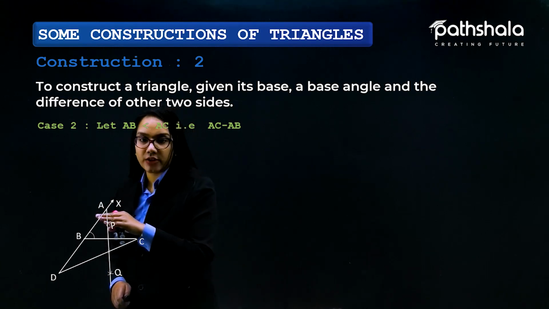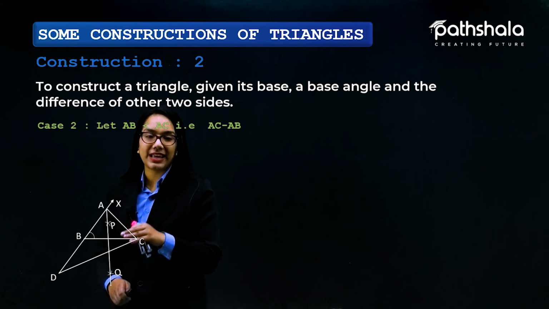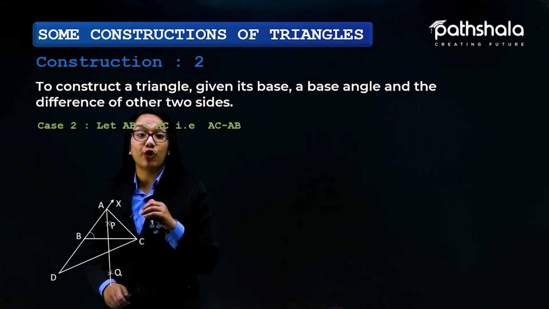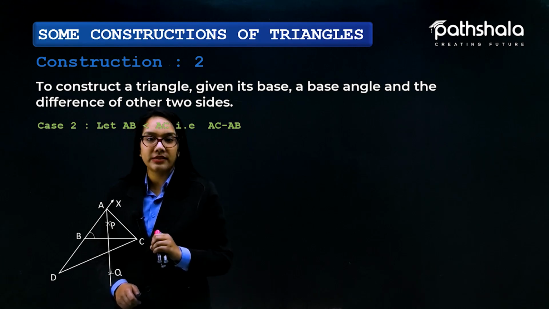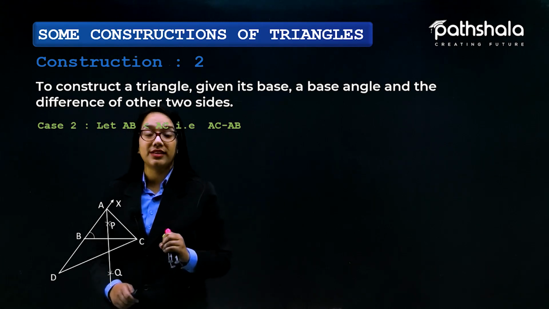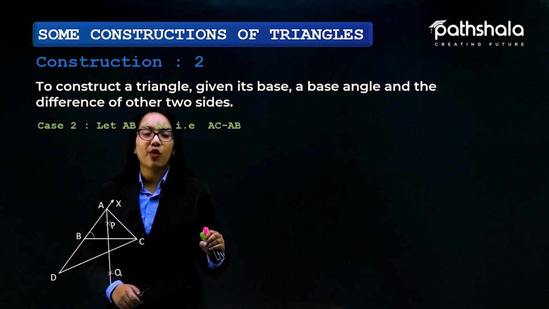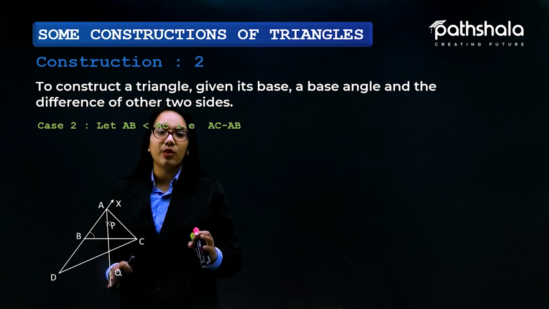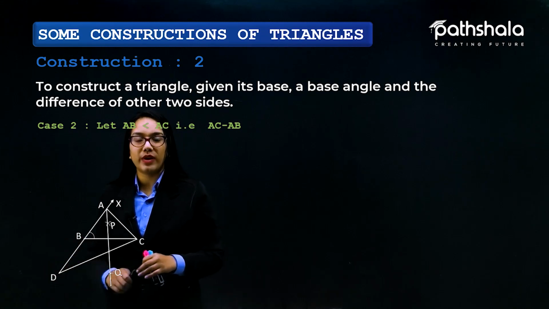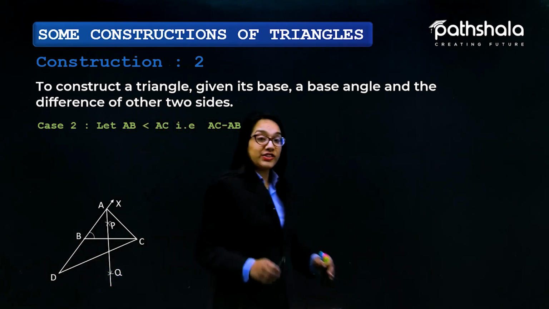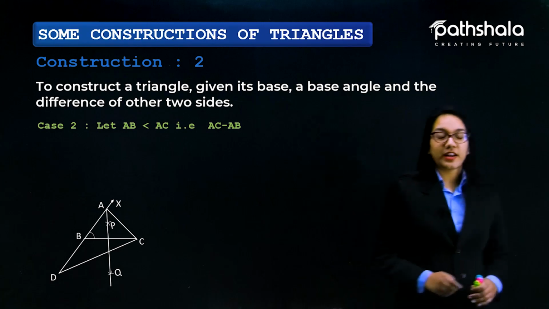And if I join this AC, then this ABC is the required triangle in which the base is given, the base angle is given, and the difference of the two sides is given to us, which is AC minus AB. And in the same manner, you can find out that this BD is equal to AC minus AB. So let's see the steps of construction that are involved with it.